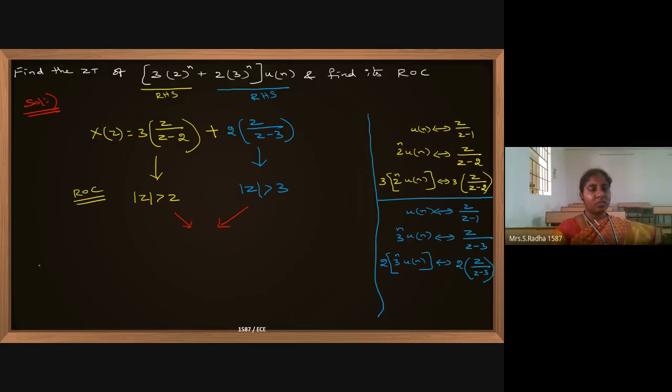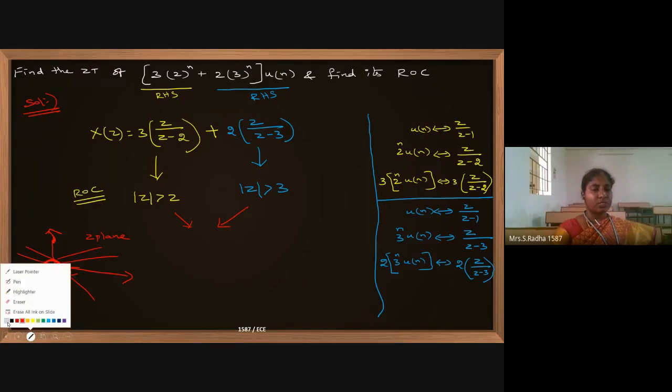For the sketch of the ROC, you can take a unit circle. The radius is 2, and greater than 2 is the ROC according to the first term. This is the Z plane, with x-axis and y-axis, and this circle is nothing but a circle with radius 2 units. Greater than 2 means I have given shading. This is the ROC as per the first term.